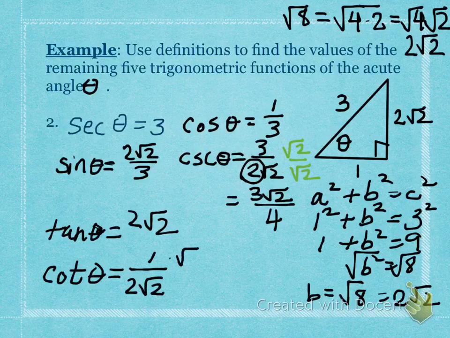And then some of you are already jumping into the rationalizing part, which is great. So when I rationalize, I've got square root 2 over 4. Okay, any questions on that? Okay, that is where we need to pause for today.